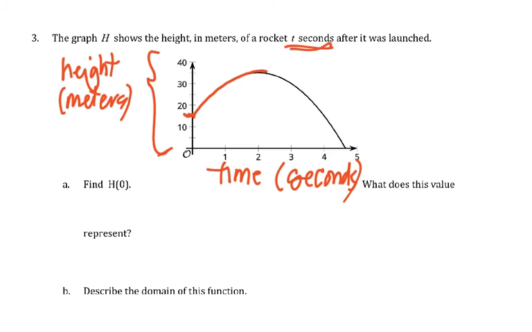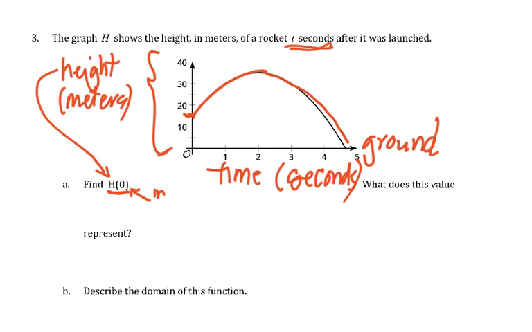up, reaches the height, and comes back down. This is when it hits the ground. All right, so let's go ahead, and it says find H of 0. So think about it. H is the height. So right here, there's my height. The 0 is the input, and the input is time in seconds. So I want to know, what is H when the time is 0? What is H when the time is 0?